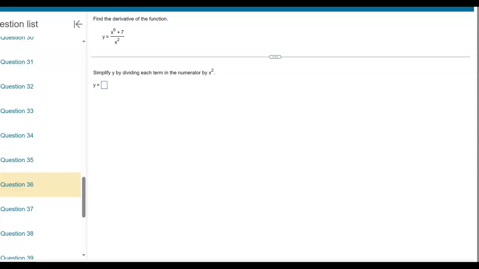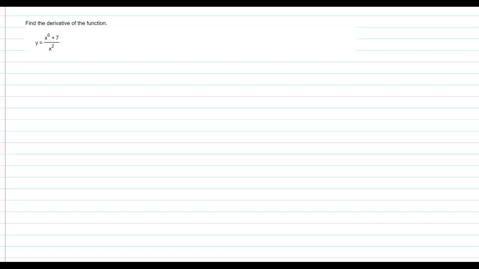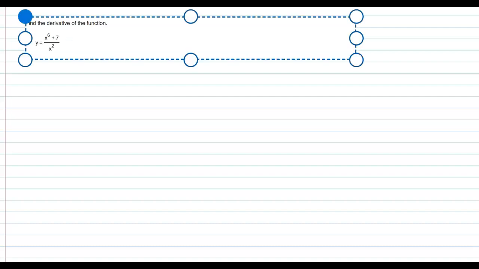Now let's look at another example where we could just simplify the function rather than applying the quotient rule. In this case, because the denominator is just composed of a single term, we can just divide each term in the numerator by x squared.